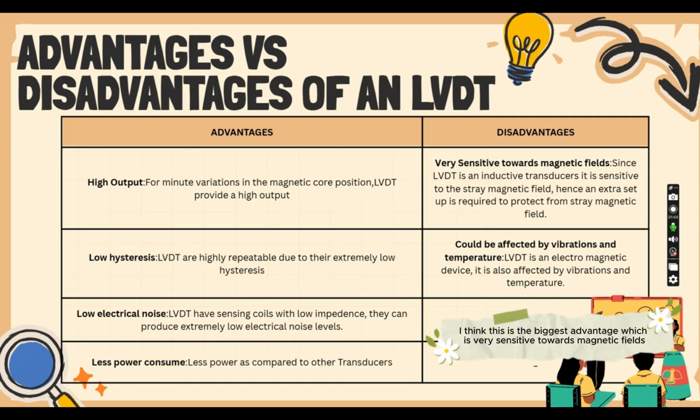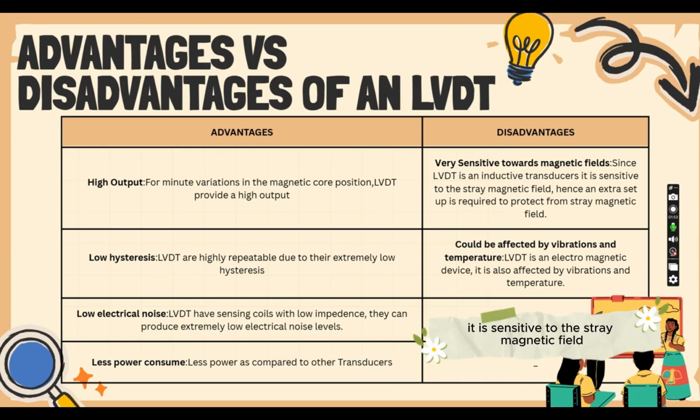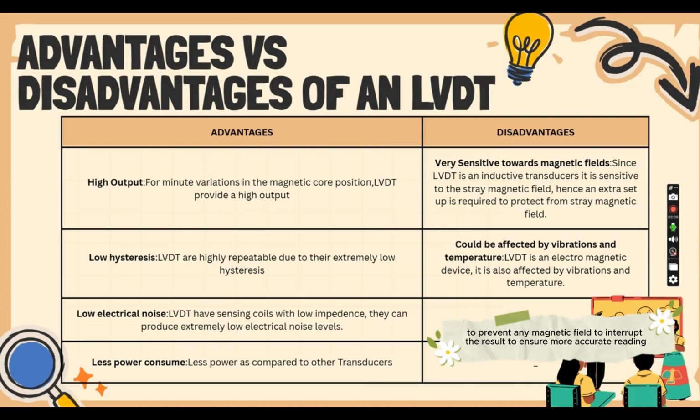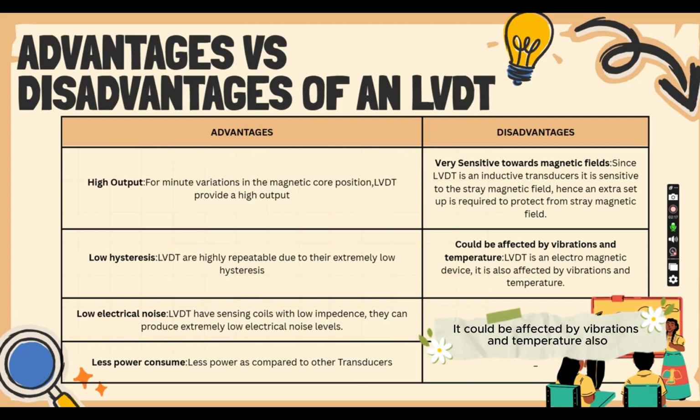I think the biggest disadvantage is that it is very sensitive towards magnetic fields. Since LVDT is an inductive transducer, it is sensitive to stray magnetic fields. Hence, an extra setup is required to protect it from stray magnetic fields. Usually, in industry, they will use a coil wrapping up the whole LVDT to prevent any magnetic field from interrupting the result, to ensure a more accurate reading. It could also be affected by vibrations and temperature because LVDT is an electromagnetic device.